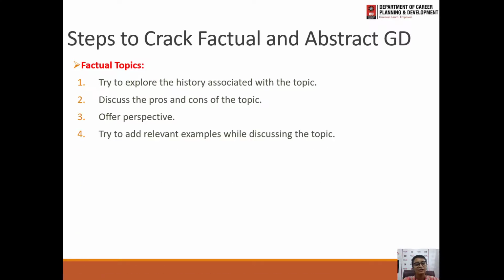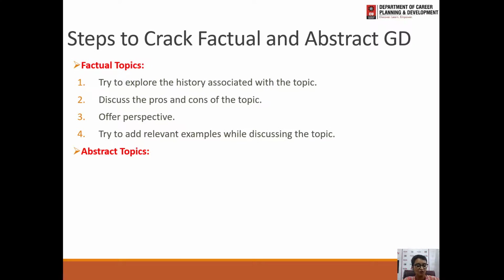And next comes, try to add relevant examples. As I have already mentioned, it is required that there should be a weightage provided to your statement. So how can you provide the weightage to your statement? One is that you share the statistics or the facts and figures related to that topic or statement made by you, or you can share some relevant example, and it will be fantastic if you share a real life example while making that statement.